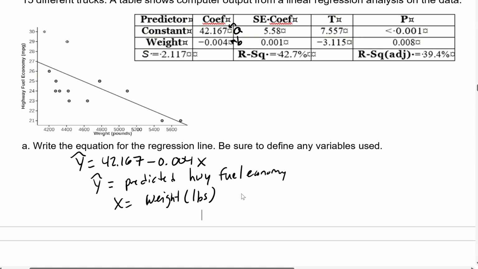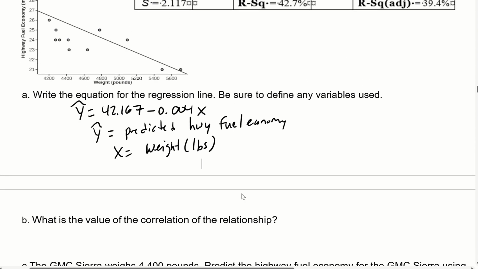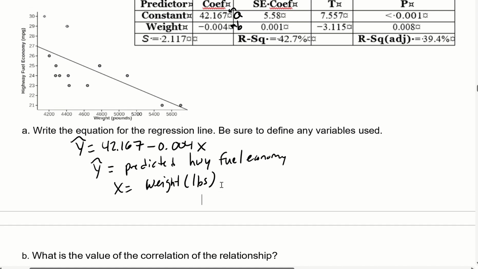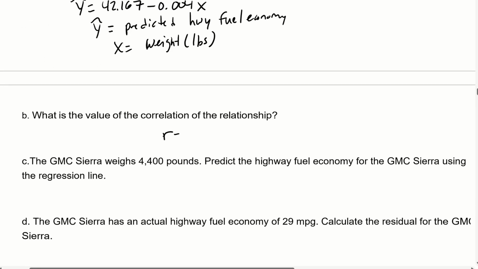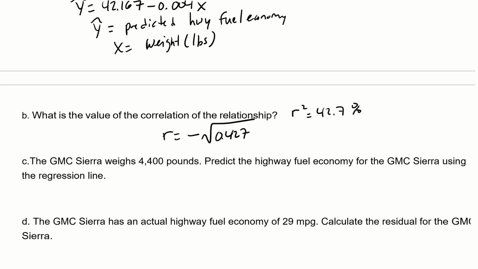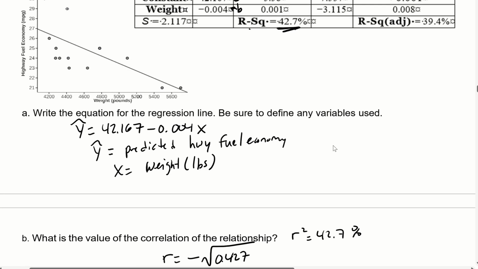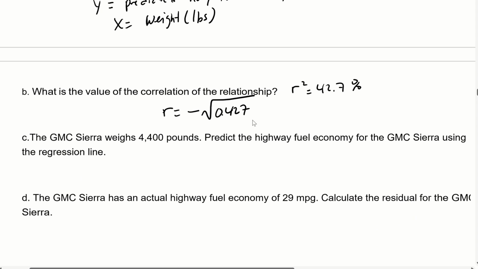Okay, that's it. So part B, what is the value of the correlation of the relationship? Okay, so we want to find the value of the correlation. Well, we know the R squared is 0.427. We know the relationship is negative as well. So we know that the r is going to be negative. So r equals negative square root of 0.427. Remember, R squared was 42.7% according to what they said. So convert that to a decimal, which is 0.427. Take the square root of that, and we get about negative 0.653.